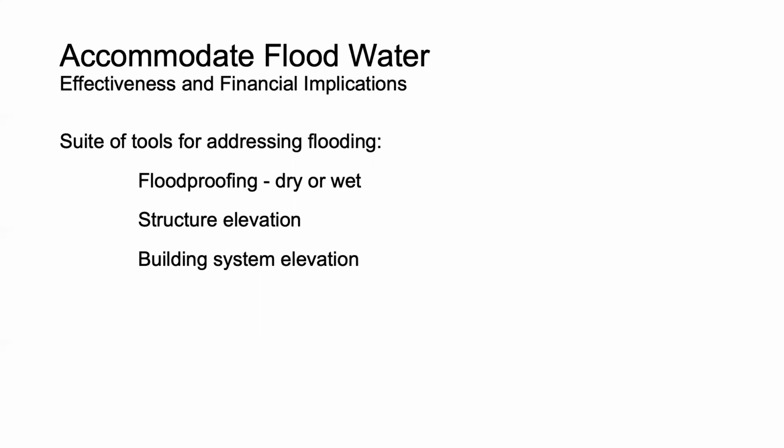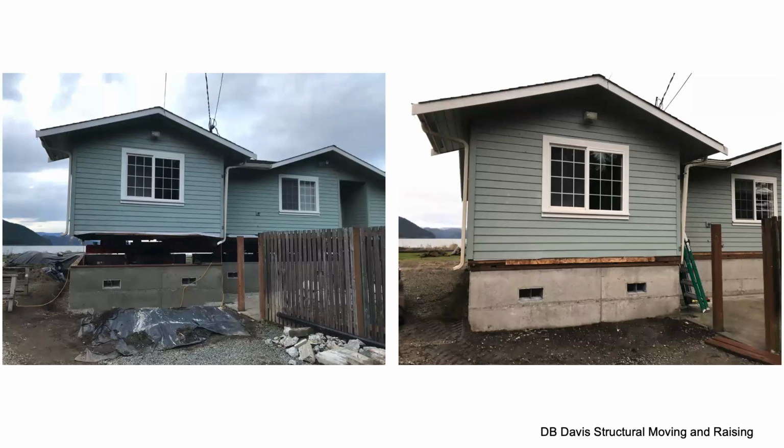So this suite of techniques includes floodproofing, so dry floodproofing, which keeps water out of living areas, and wet floodproofing, which allows water to pass through or under a building with minimal damage. The second tool in this toolbox is structure elevation, so raising a whole building up on pilings or on fill, and then also building system elevation, so moving electrical components or HVAC or other systems that keep a building livable up on a higher floor to avoid flood heights. Here's just a couple examples of homes in our region that have been elevated specifically to address flooding. This first one here is on Guemes Island, and it was elevated due to flooding.